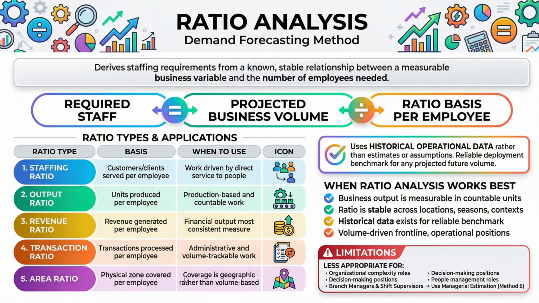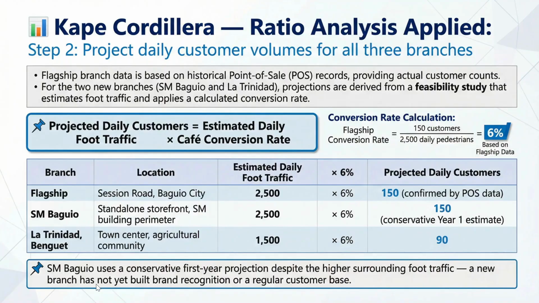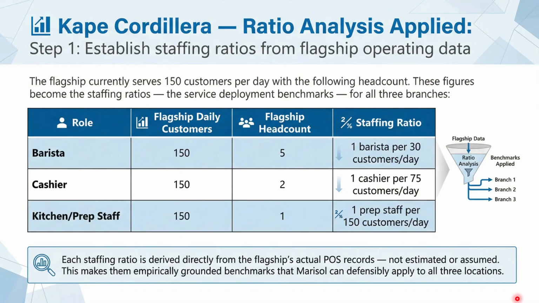Okay? So let's try to apply ratio analysis sa ating Cafe Cordillera. Okay, the first step would be to establish first staffing ratio based on the flagship operating data, based doon sa current na branch niya doon sa Session Road. Okay? So there are three steps here. Let's start with establishing staffing ratio from flagship operating data.